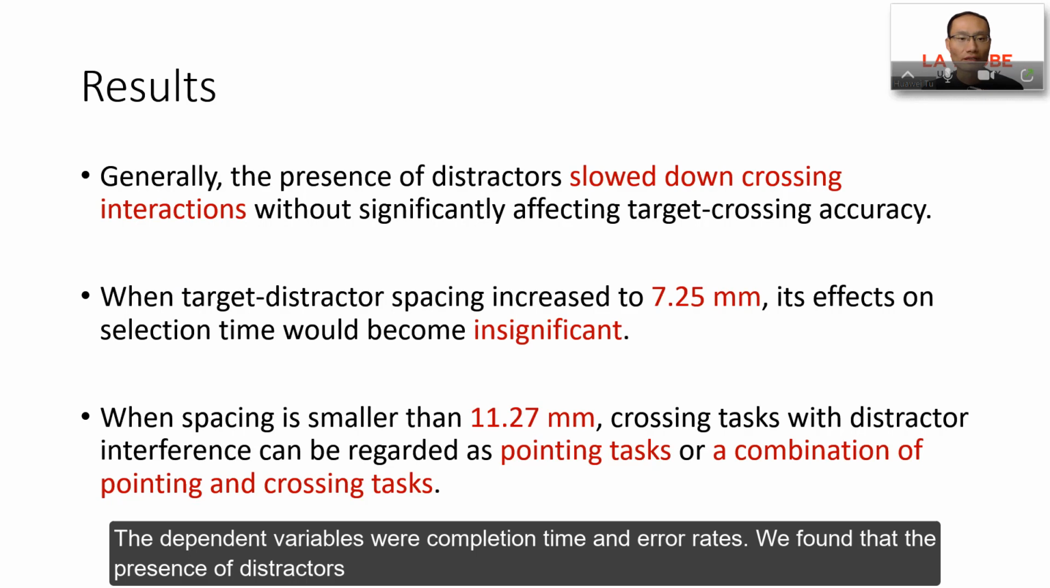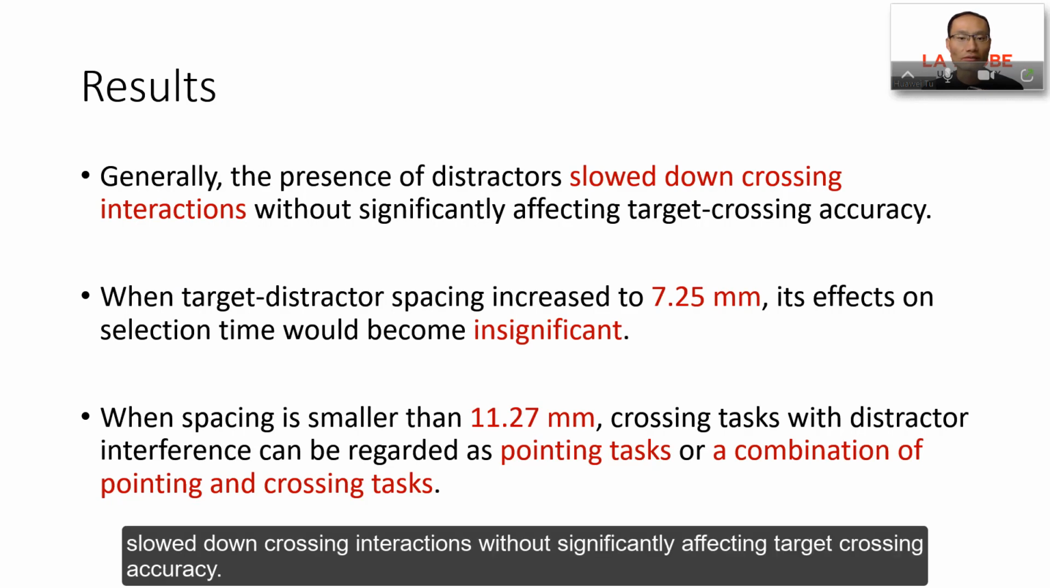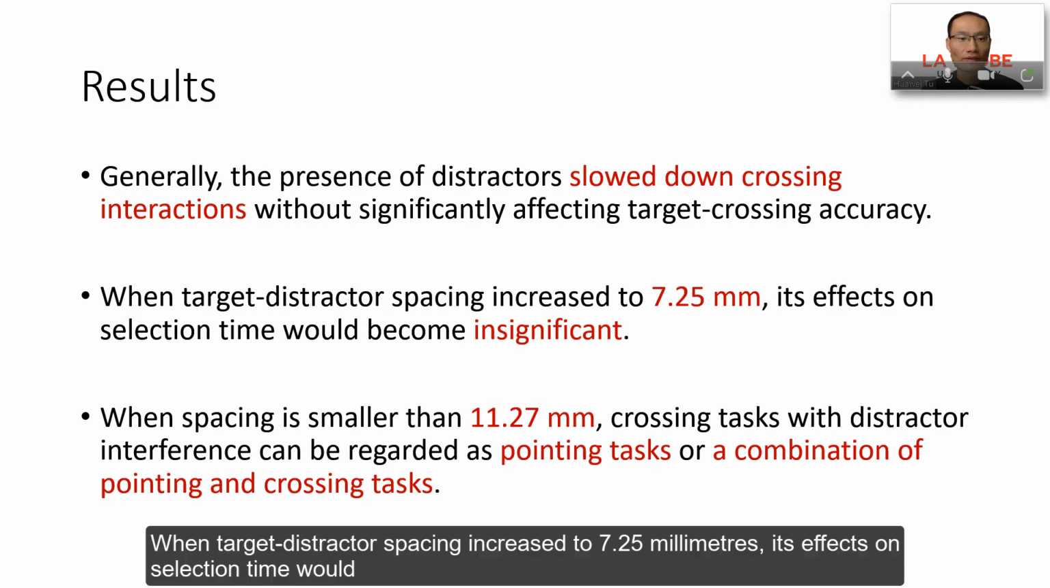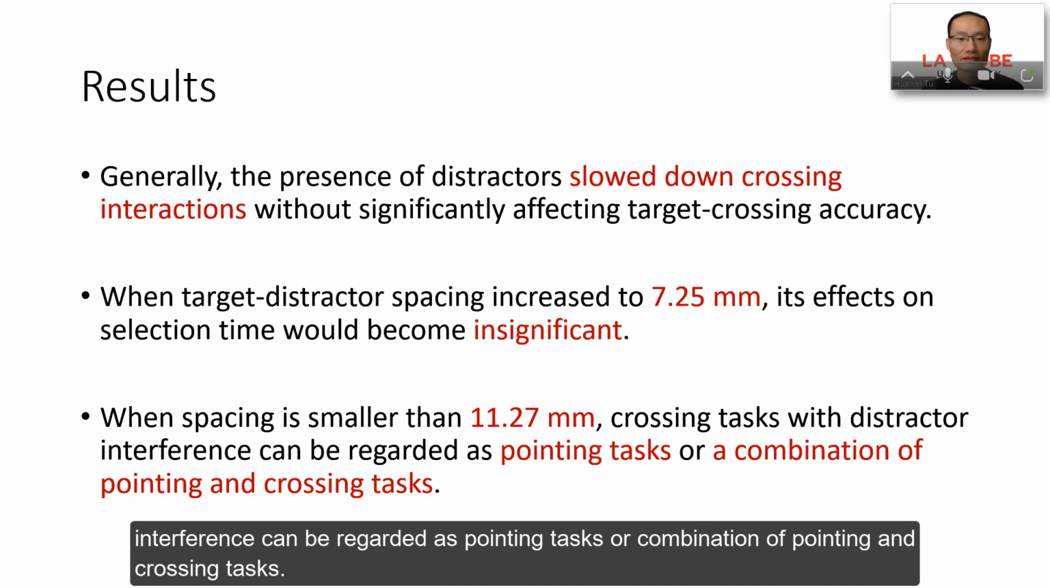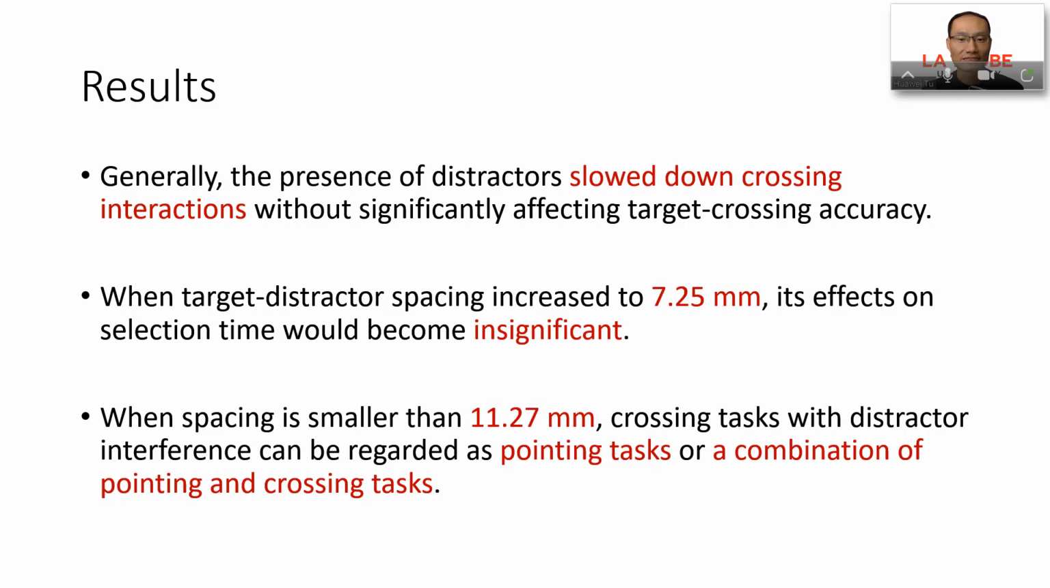We found that the presence of distractors slowed down crossing interactions without significantly affecting target crossing accuracy. When target distractor spacing increased to 7.25 mm, its effect on selection time would become insignificant. When spacing is smaller than 11.27 mm, crossing tasks with distractor interference can be regarded as pointing tasks or a combination of pointing and crossing tasks.